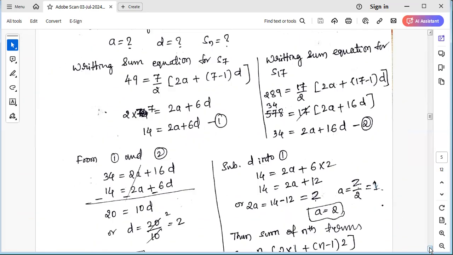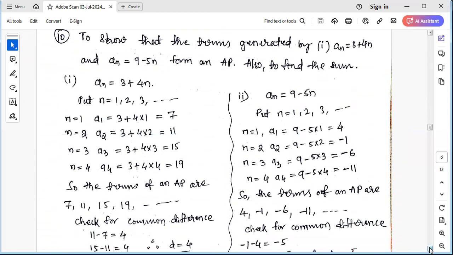So problem 10 is here. To show that the terms generated by a_n = 3 + 4n and a_n = 9 − 5n form an AP. Also find their sum. So first we will take up this one, that is a_n = 3 + 4n.